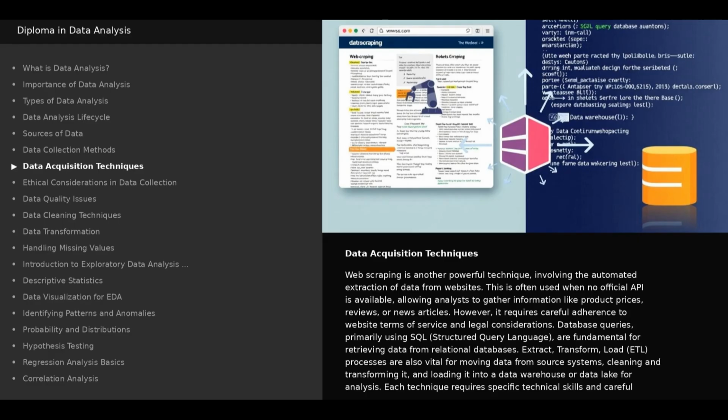Database queries, primarily using SQL, structured query language, are fundamental for retrieving data from relational databases. Extract, transform, load, ETL processes are also vital for moving data from source systems, cleaning and transforming it, and loading it into a data warehouse or data lake for analysis. Each technique requires specific technical skills and careful planning to ensure data integrity and efficiency.